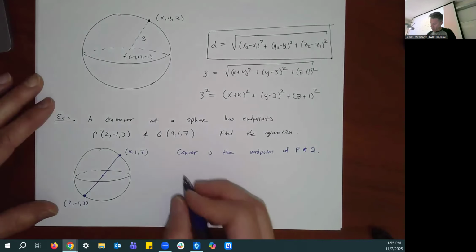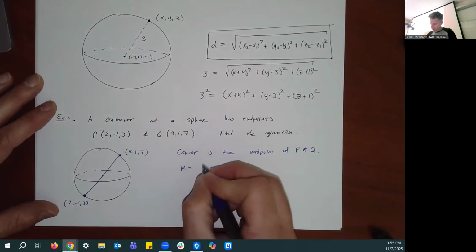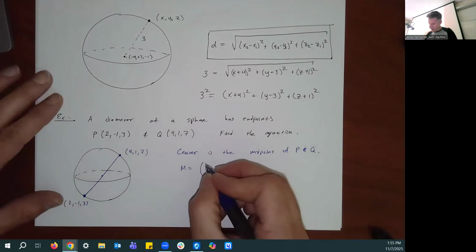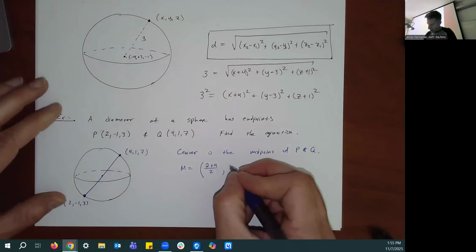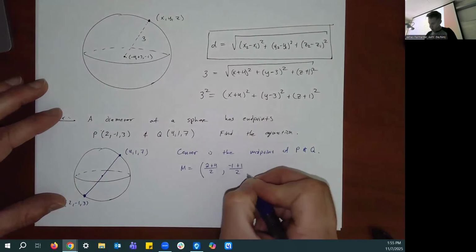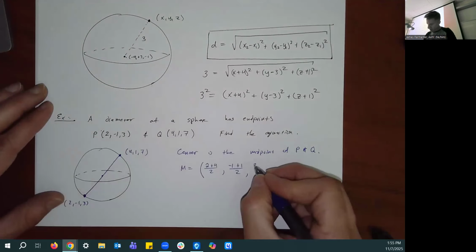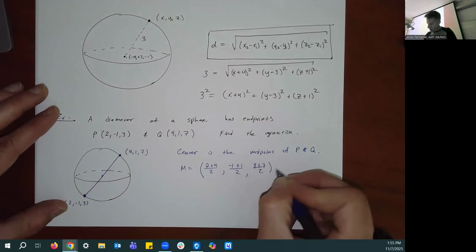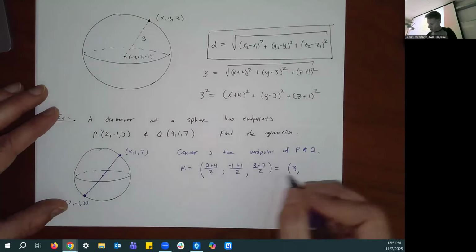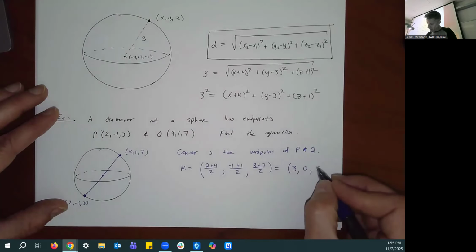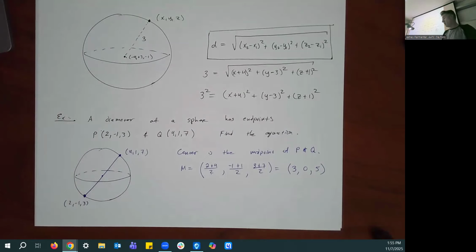You're going to say, well, the midpoint is going to equal the average of the x coordinates, 2 plus 4 divided by 2, the average of the y coordinates, -1 plus 1 divided by 2, and the average of the z coordinates, 3 plus 7 divided by 2, which in this case ends up being 6 over 2, 0 over 2, and 10 over 2. I always encourage everyone to think about the midpoint formula as just the average of your 2 points, because then it's like, oh yeah, I know what an average is.